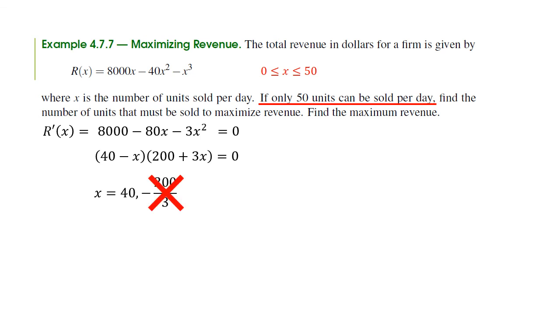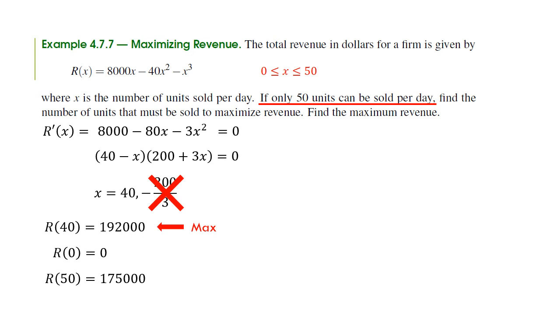Then find the values of R at 40, and the endpoints 0 and 50. We have R of 40 is 192,000, R of 0 is 0, and R of 50 is 175,000. The largest value is 192,000 at 40. So the maximum revenue is $192,000 if they sell only 40 units per day.